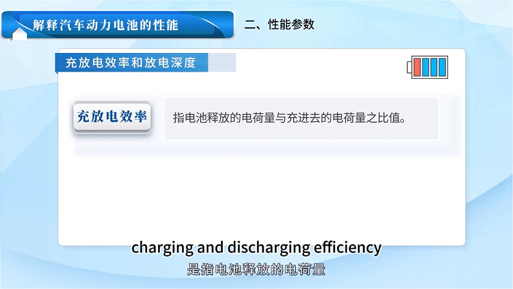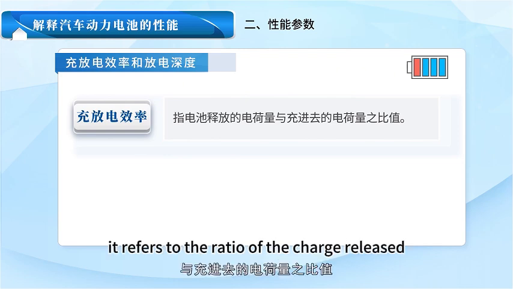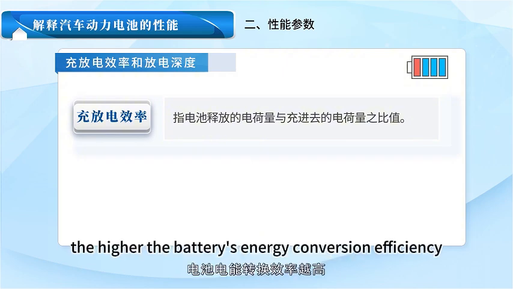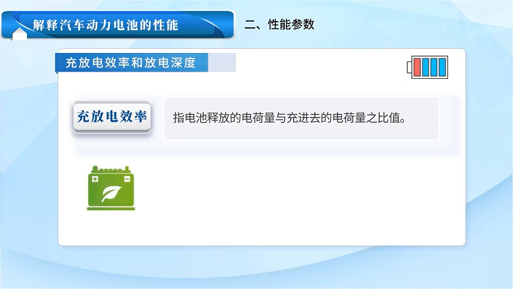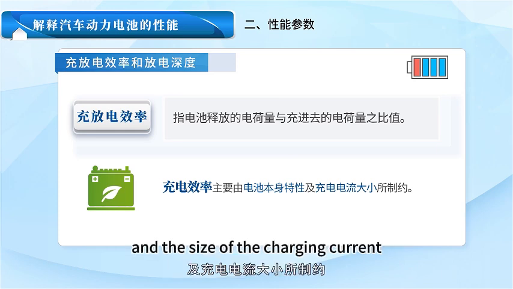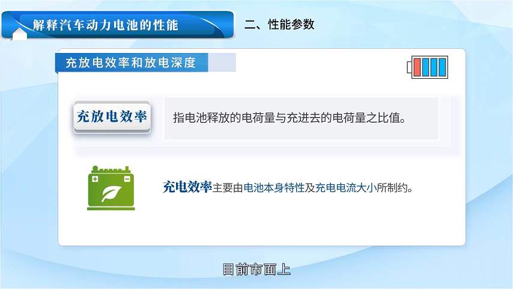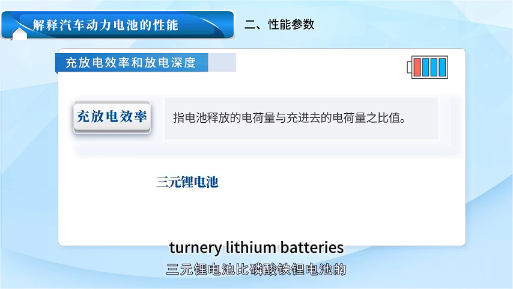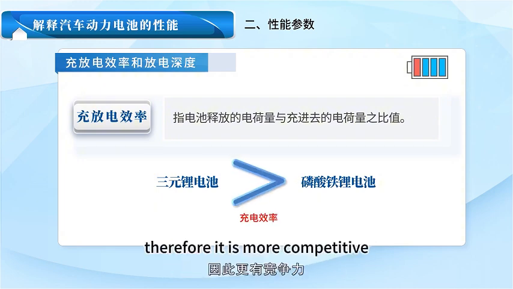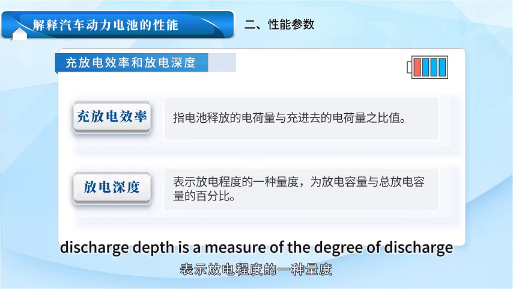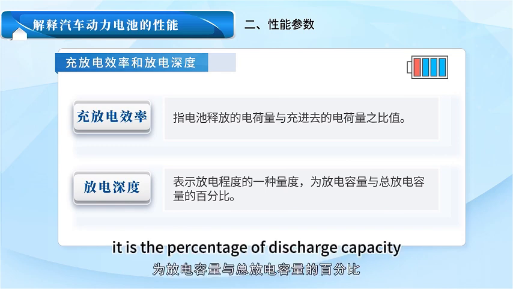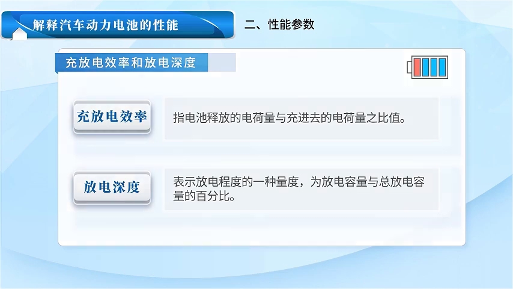Charging and discharging efficiency refers to the ratio of the charge released to the charge that is put in. The higher the charging and discharging efficiency, the higher the battery's energy conversion efficiency. Charging efficiency mainly depends on the battery's own characteristics and the size of the charging current. Currently on the market, the efficiency of ternary lithium batteries is higher than that of lithium iron phosphate batteries. Therefore, they are more competitive. Discharge depth is a measure of the degree of discharge. It is the percentage of discharge capacity to total discharge capacity.